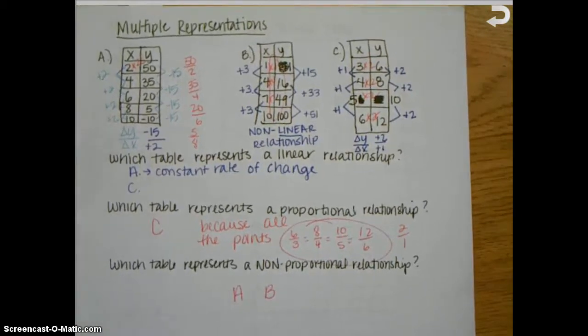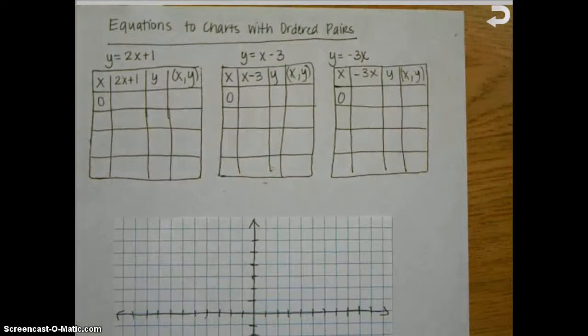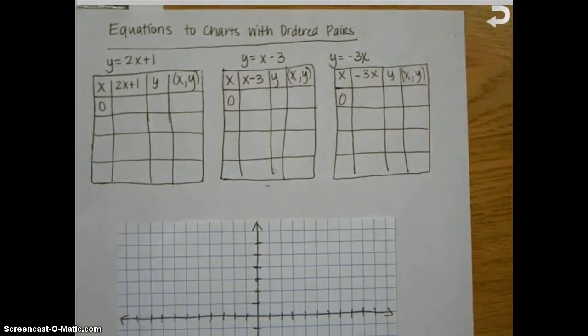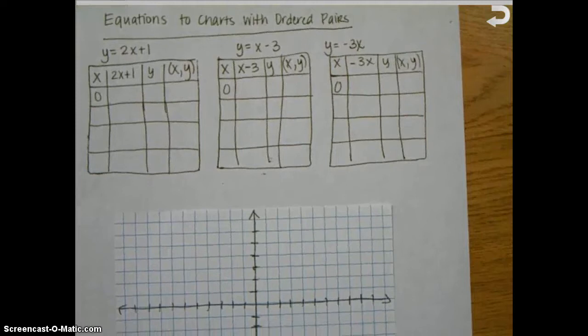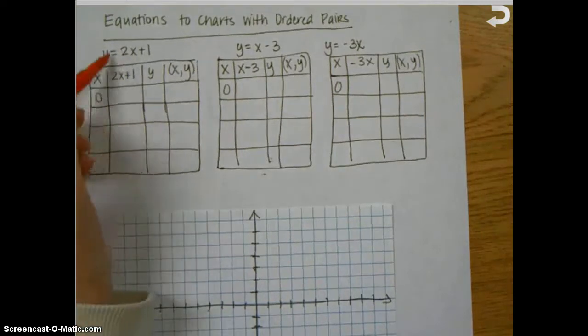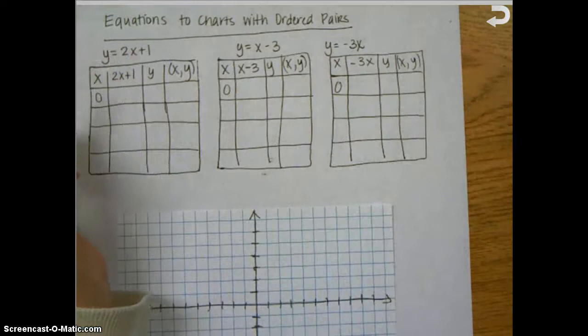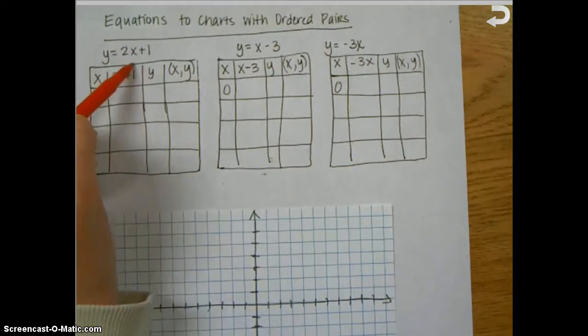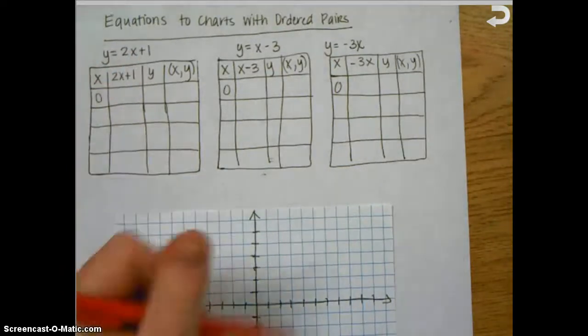So now let's talk about those multiple representations. Let's see how we're going to go from equations to charts to graphs. Basically you're going to have to use your knowledge about equations. So here we go. We have y is equal to 2 times x plus 1, and you're going to use that equation to form ordered pairs to graph it.